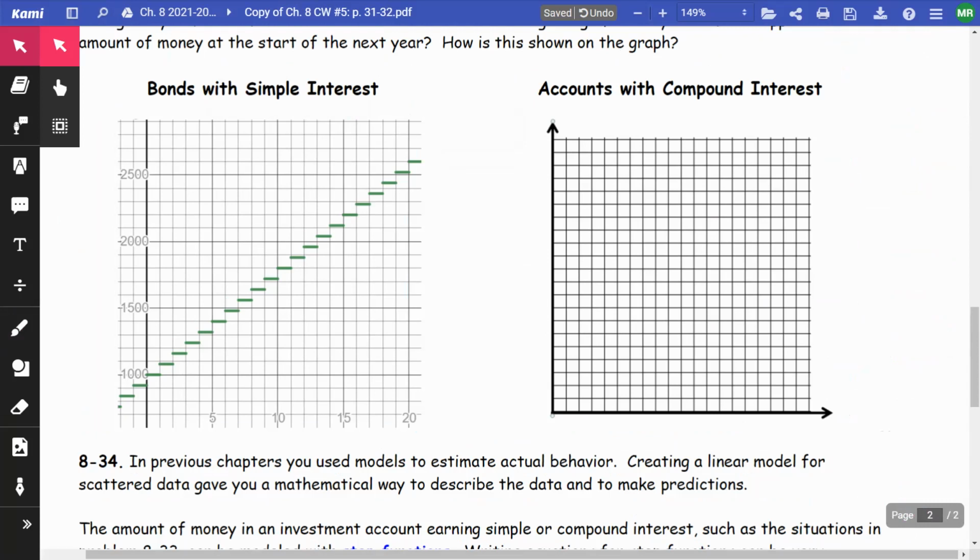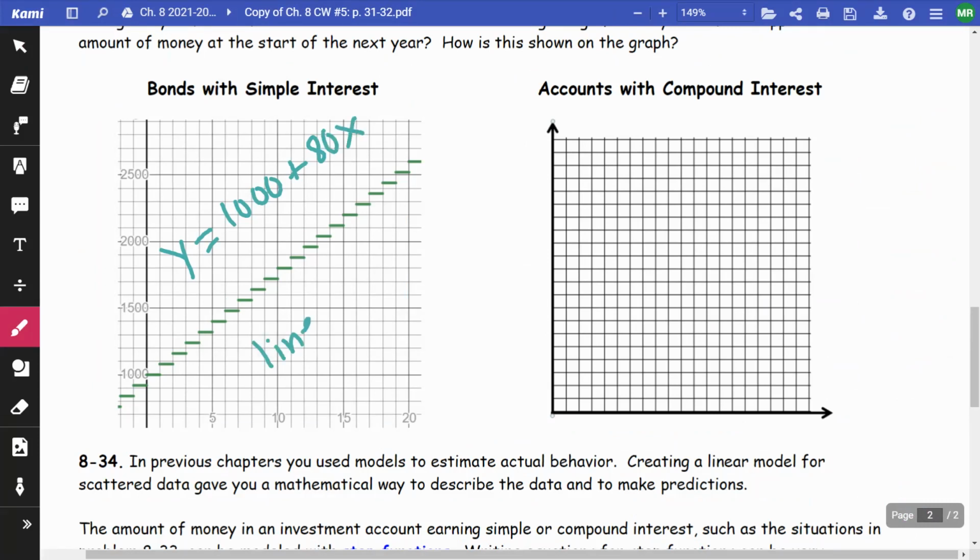And again, I'm going to write the equation for this one. This one was y equals 1,000 plus 80x. And this is a linear situation. This is an arithmetic sequence. And this type of graph that I just did is called a step function.